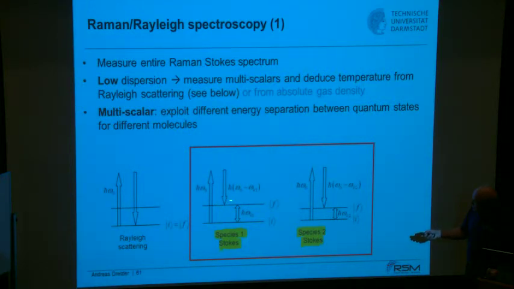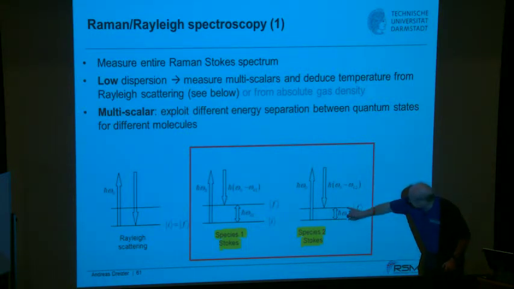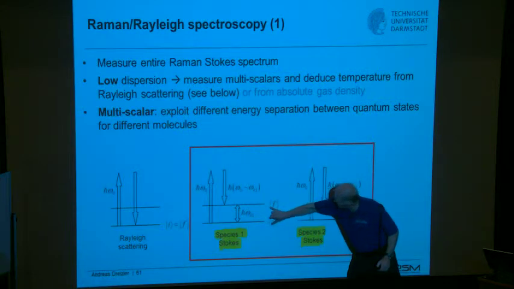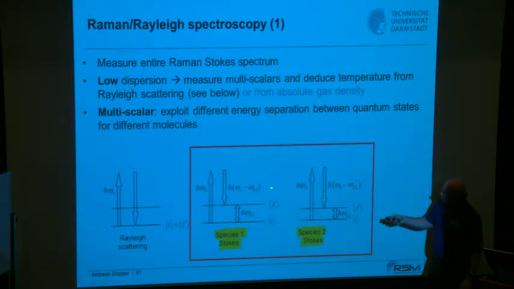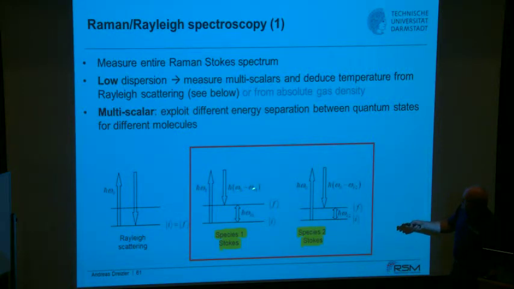In Stokes Raman, it returns to a higher vibrational state, such that a species number 1 has a certain separation between these two vibrational states. This separation is different for other species. Due to this different separation of allowed vibrational states, the scattered light, denoted here by this arrow pointing downwards, has different frequencies, calculated from the laser frequency from which you subtract this Raman resonance.